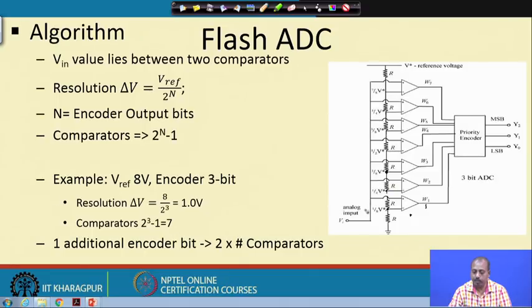Similarly, at this point, if it is more than 1/4 V star, then this bit is also set to 1. It may so happen that at some point V in becomes low, so this becomes 0. The rest of the bits are 1, and all these bits will be 0 from that point onward. Then it goes into a priority encoder. The priority encoder will see that these 3 bits are 1, and accordingly it will do an encoding and produce a 3 bit output.